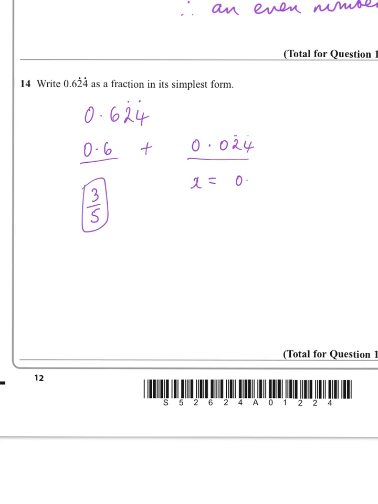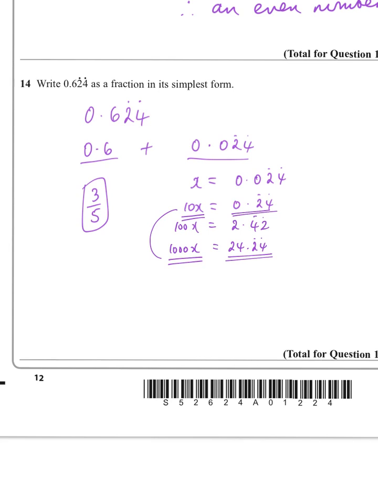Well, if we call that x, then 10x would be, and then we'd see that 100x would be 2.42 recurring, and 1000x would be 24.24 recurring. Now the nice thing about this is if you see 1000x, which is 24.24 recurring, you want to get rid of the 0.24 recurring part, and you can do that in this way. If you do 1000x take away 10x, you'll be left with 990x, and 24.24 recurring with the 0.24 recurring taken away will leave you with 24. So x would be 24 over 990.